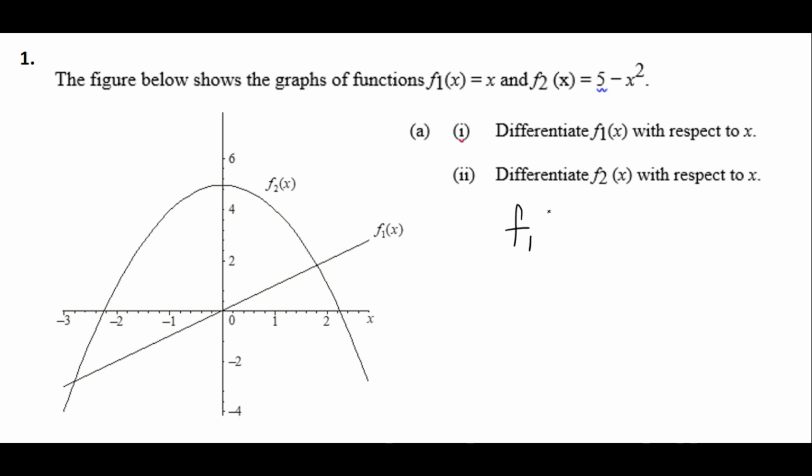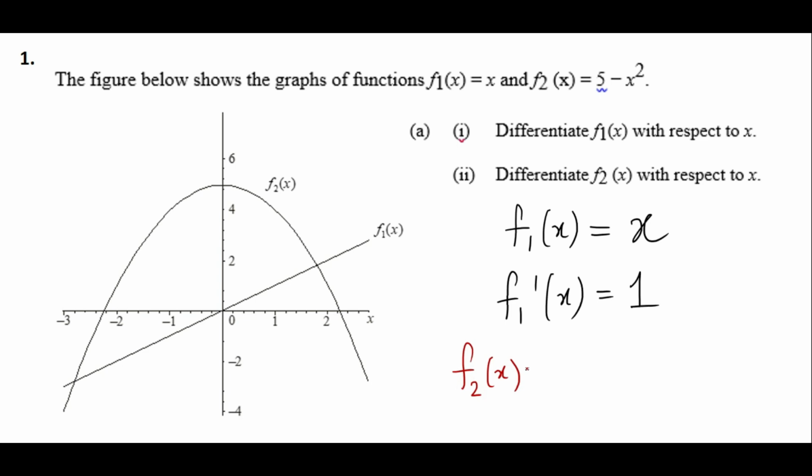So for the function f1 of x equal to x, your f1 dash of x, which is the first derivative, will be 1. And for the second function f2 of x, which is 5 minus x squared, you have f2 dash of x equal to, this is a constant, so minus 2x to the power 1. We can just write minus 2x.